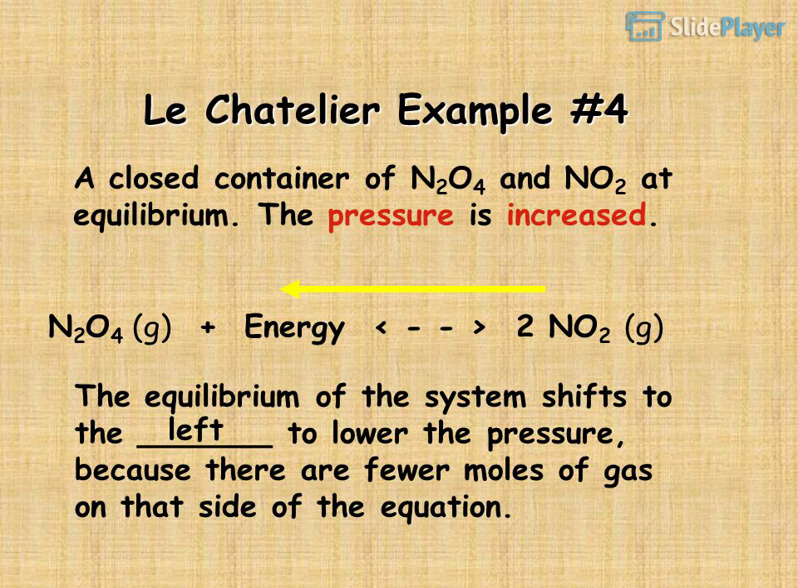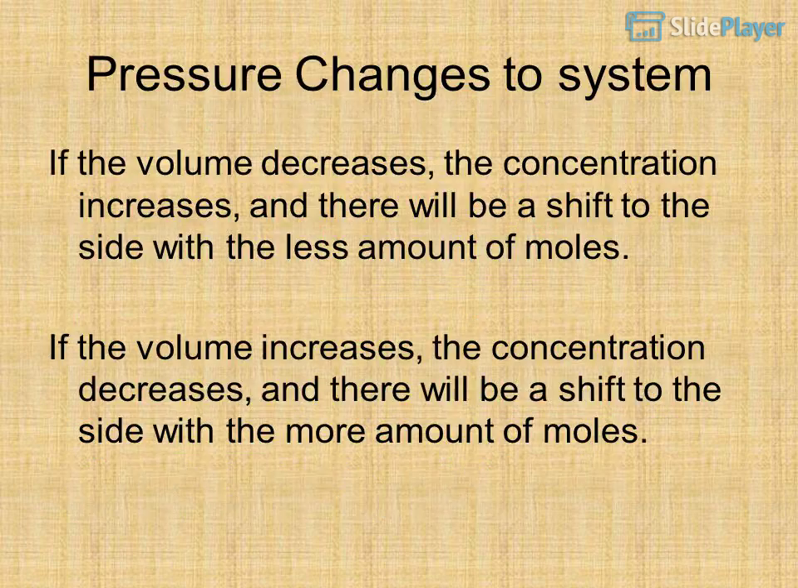Le Chatelier example number 4. A closed container of N2O4 and NO2 at equilibrium. The pressure is increased. N2O4(g) + energy ⇌ 2NO2(g). The equilibrium of the system shifts to the left to lower the pressure, because there are fewer moles of gas on that side of the equation.